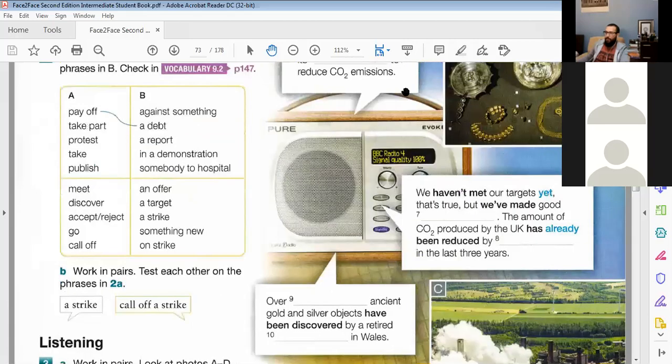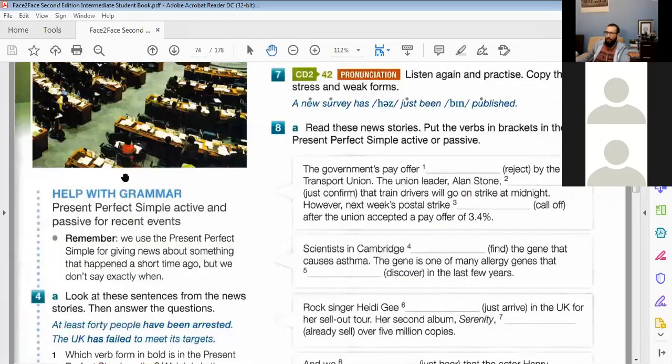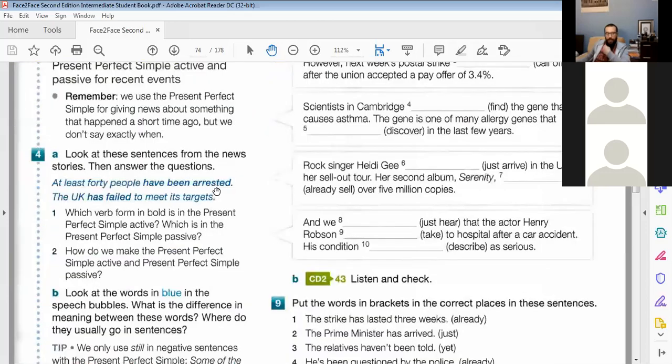Okay, so all of these blue words are, of course, kind of important when we're talking about the present perfect. يعني كلهم يعتبروا time phrases that we use with the present perfect. Okay.